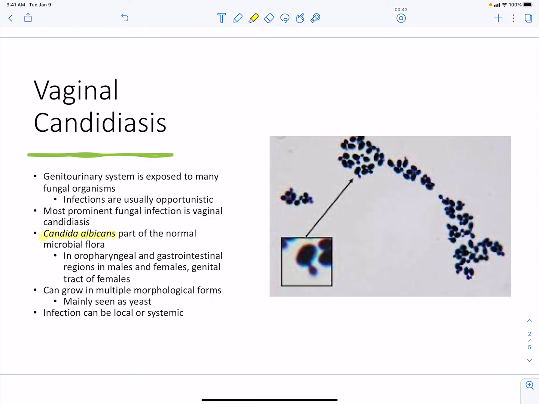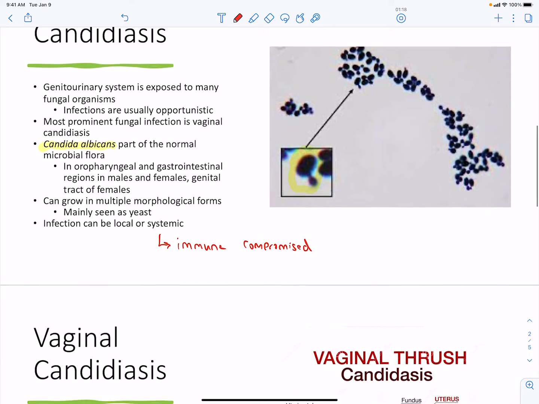Now, albicans, like other Candida species, are going to be part of the flora. They are going to be found in male and female genitalia, or gastrointestinal tract, but in the genitalia tract of females as well. It's going to be seen mainly as a yeast, so this is a picture of a budding yeast. And the infection can be local or systemic, but usually a systemic infection is associated with immune compromised. So in immune competent people, they can control this infection quite easily.